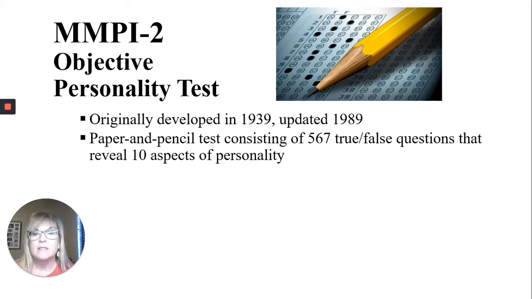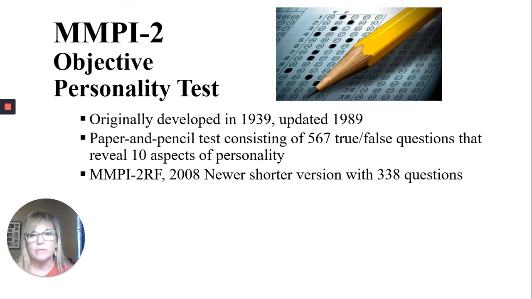So the MMPI is a paper and pencil test, and it has 567 true-false questions that have 10 different aspects of personality that they rate you on. And think about how many questions that is, 567 questions. The reason it's so many questions is they ask the same question multiple times in different ways, and that's part of the way that they determine whether or not somebody's trying to be deceptive. If you answer the same question in consistently different ways too many times, then they start to get concerned that you're being deceptive.